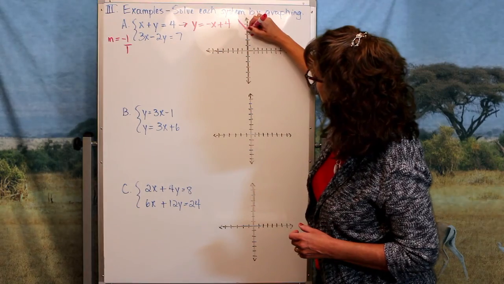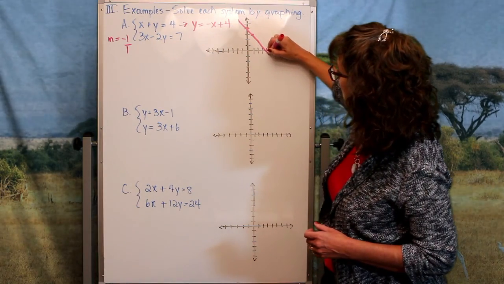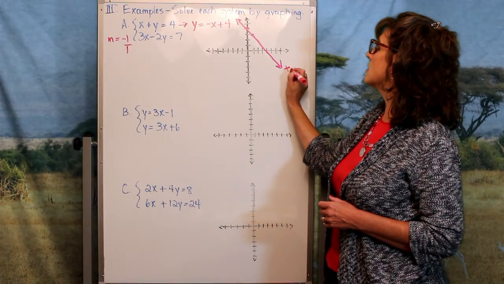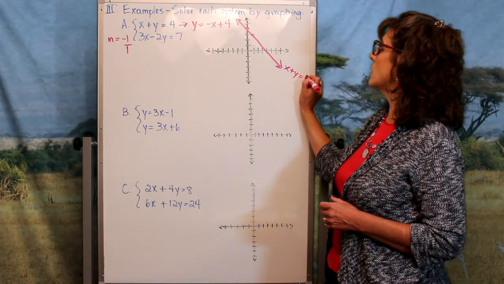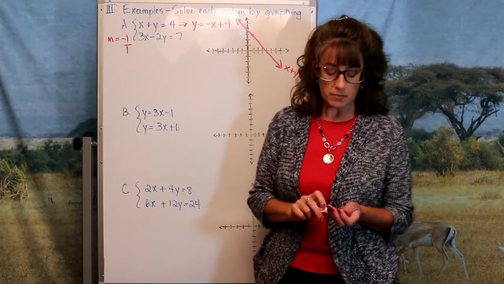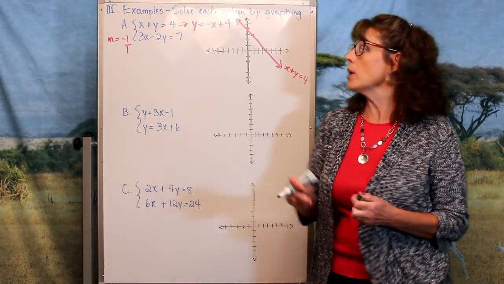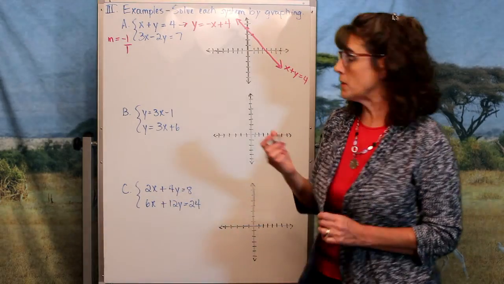And I'm going to connect them and just pray that it is straight, because you never know with me if it's going to be a straight line. So this is the line that represents the equation x plus y equals 4. Now I'm going to graph my second line, and on this one I'll try to put it in slope-intercept form as well.